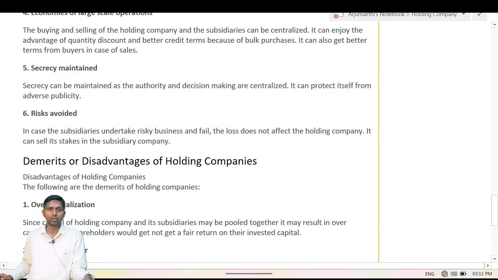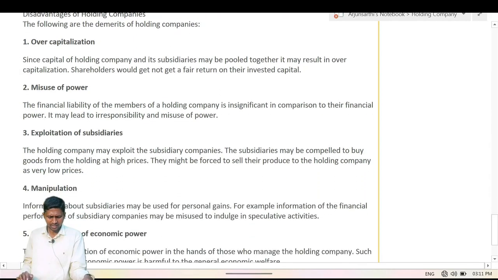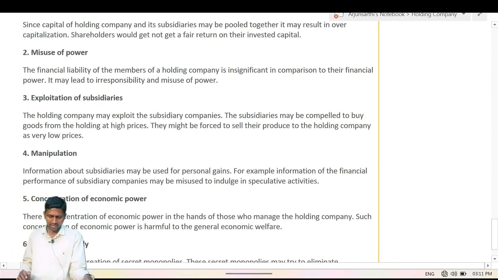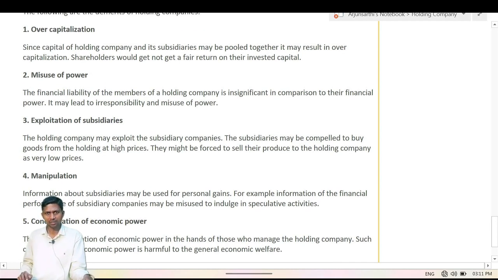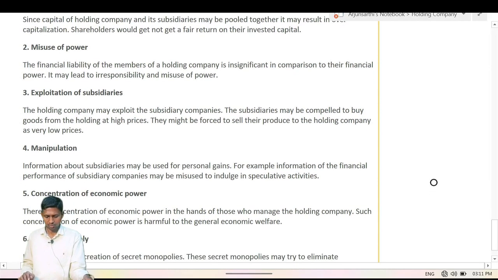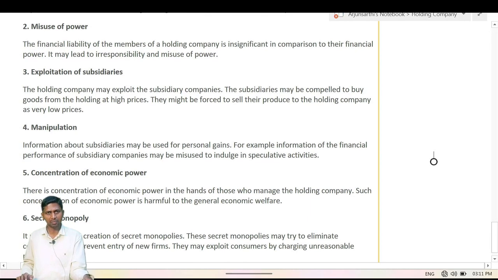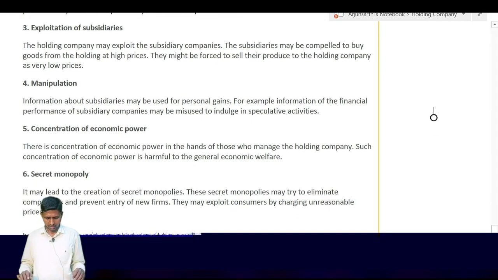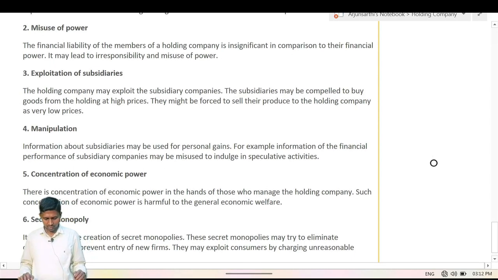Now in this, you can protect yourself. Disadvantages are also there, like overcapitalization, misuse of power and all, then exploitation. You can read actually. Overcapitalization: your own capital plus the subsidiary's capital. If share capital increases, then cost also increases. You have to pay the shareholders. If that much capital is not required and you are having it, then the profit is also shared. So many disadvantages of overcapitalization. Then misuse of power, because of concentration of power in one group only, they can exploit the market. Then manipulation happens, and concentration of economic power promotes monopolies, etc.